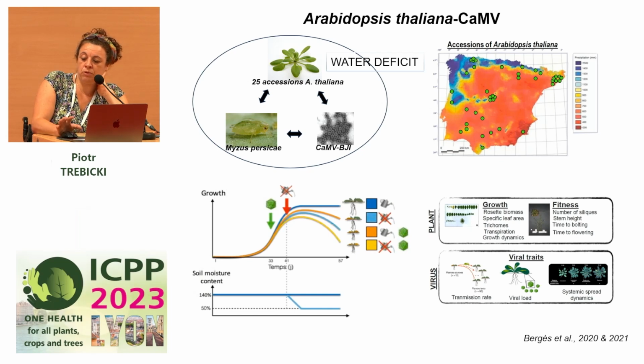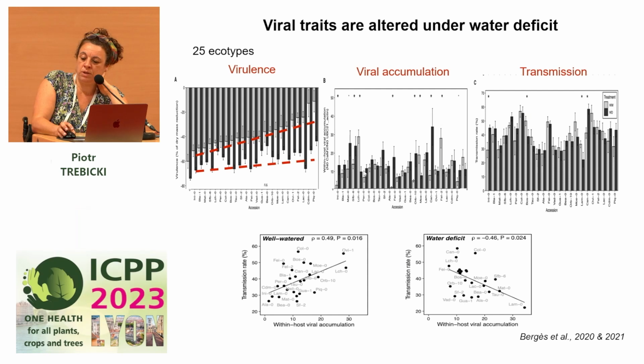Here is the protocol, which is basically the same as before, so I'm not going to explain it much more. We infected the plants, did a water deficit protocol, and we measured several parameters of growth on the plant side, and on the virus side we also looked at the transmission and the virus accumulation. What we can see, for example, is the virulence here for 25 ecotypes. In light gray, you have the well-watered condition with infection, and in dark, the water deficit condition plus infection.